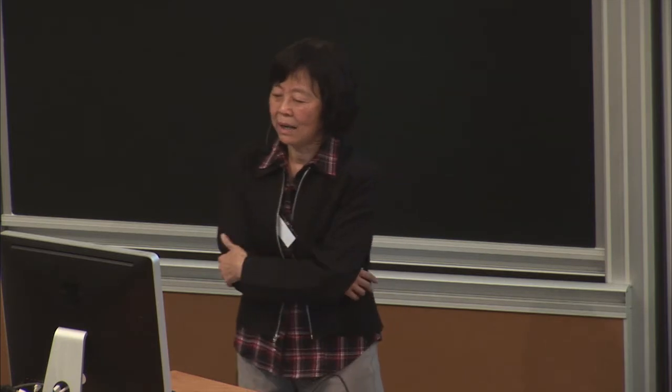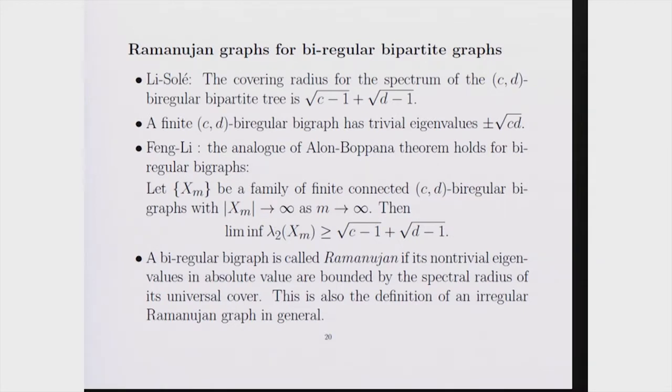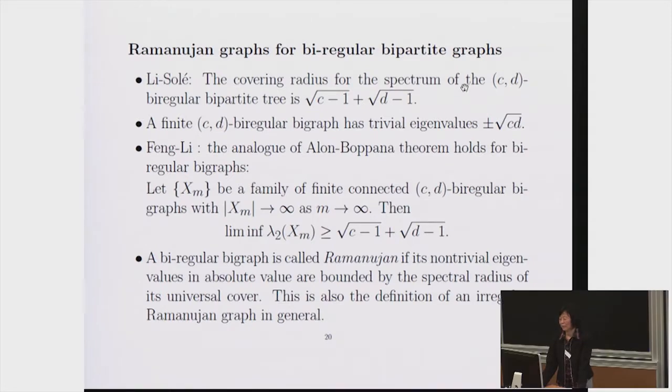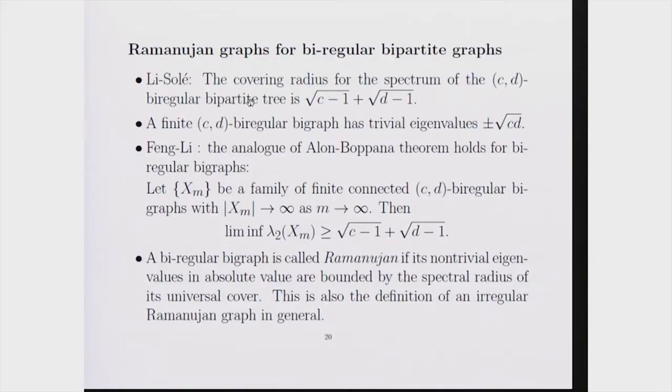So in the remaining time, I'll talk about more recent developments on Ramanujan towers. I talked about regular graphs. Now how about biregular graphs? If we consider a graph where the valency has two kinds, one kind of vertices has C neighbors, and the other kind of vertices has D neighbors, this is called a biregular bipartite graph. Its universal cover is a biregular bipartite tree.